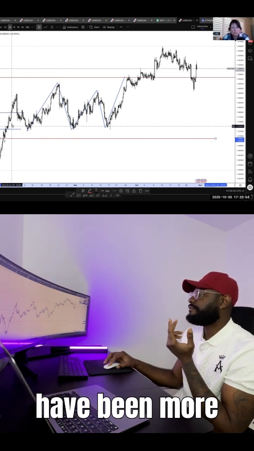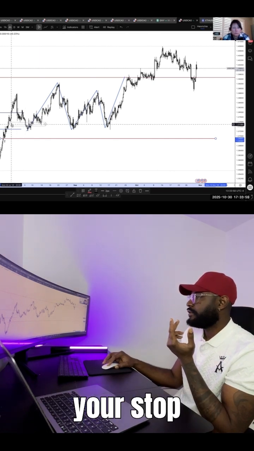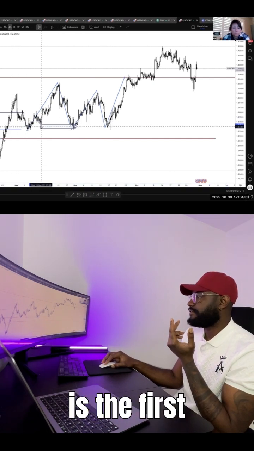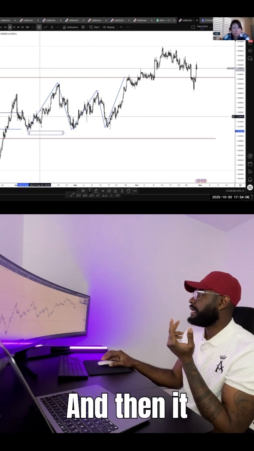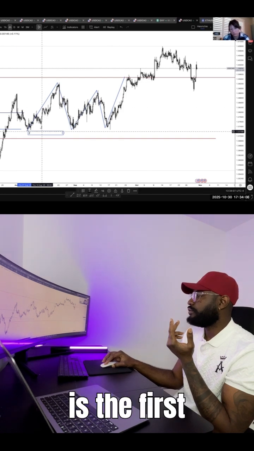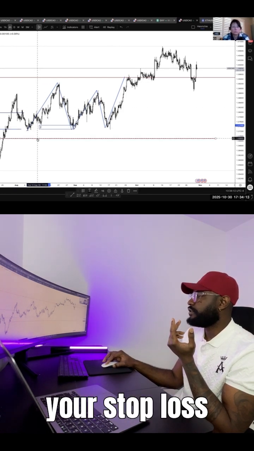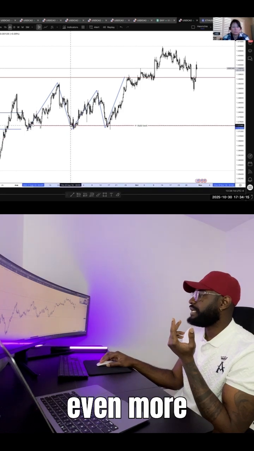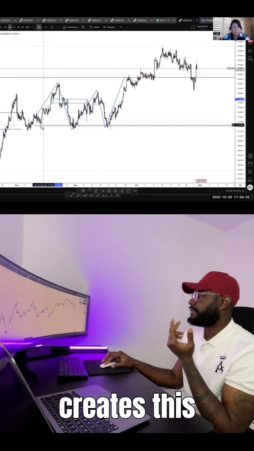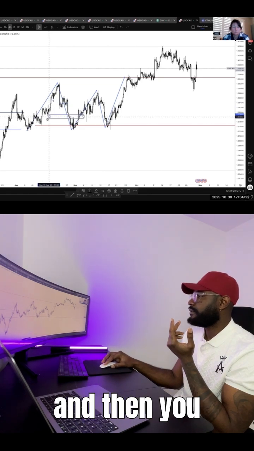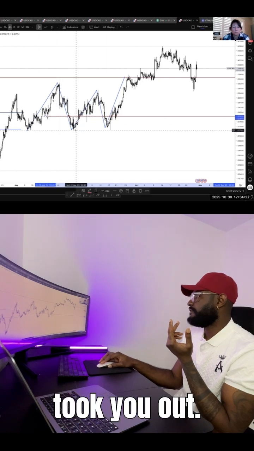And this would have given you an opportunity to now move your stop loss again. You now move your stop loss. Now, this is the first low we've created, and this is the second low. And then it created another high, a low. This is the first low, and this is the second low. And you're moving your stop loss again. Now you're making even more money. And then price creates another new low, and then creates this one right here. And then you move your stop loss right there, which eventually took you out.